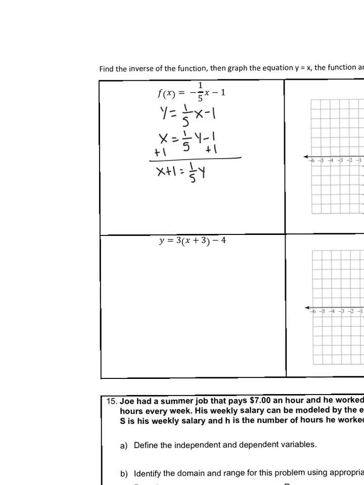When you get to this point, to get rid of the 1/5 in front of the y, you're going to multiply both sides by 5 to get the fraction to go away. So these are going to cancel. And if you distribute that 5, you're going to get 5x plus 5 equals y. And this is f inverse of x.